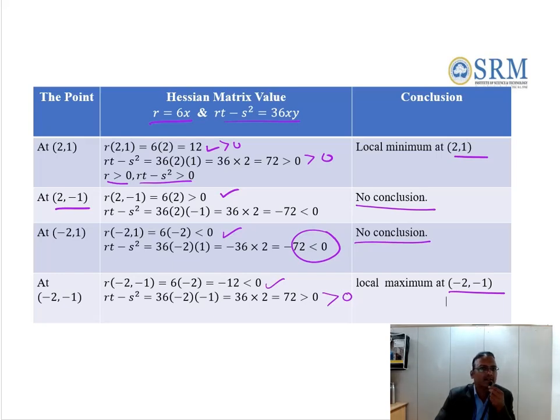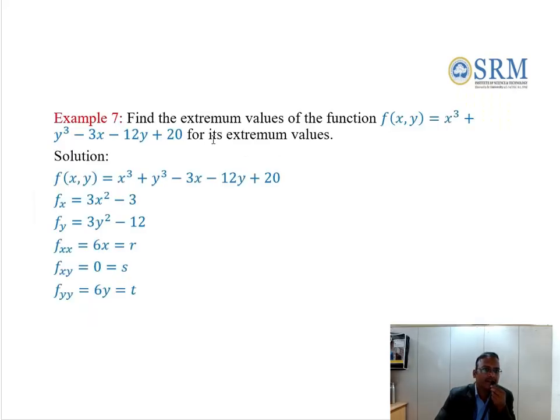Let us see the next example, which is similar to this. Find the extremum values of the function f(x, y) = x cube plus y cube minus 3x minus 12y plus 20. Given that f is like this, fx equal to this, fy equal to this, and fxx equal to this, fxy equal to this, fyy equal to this.